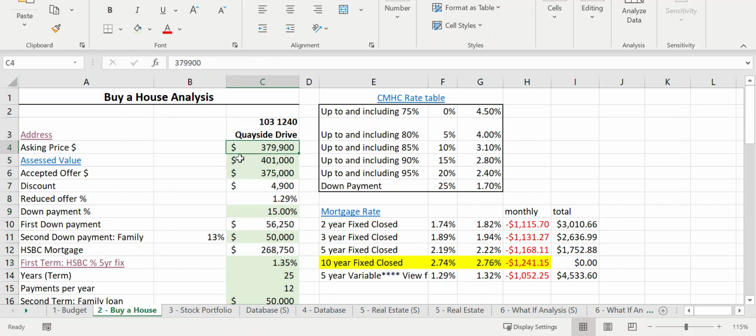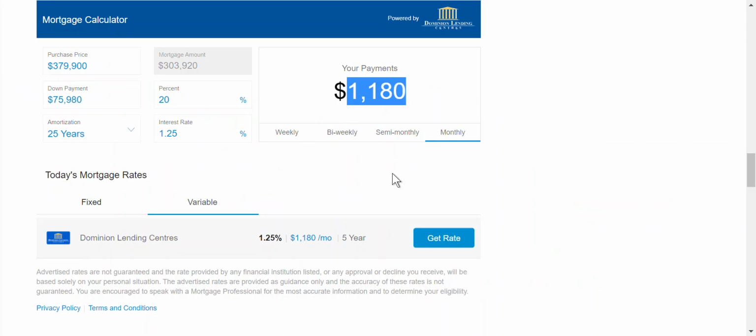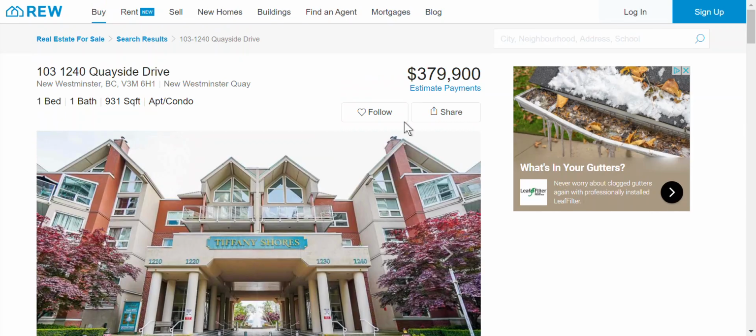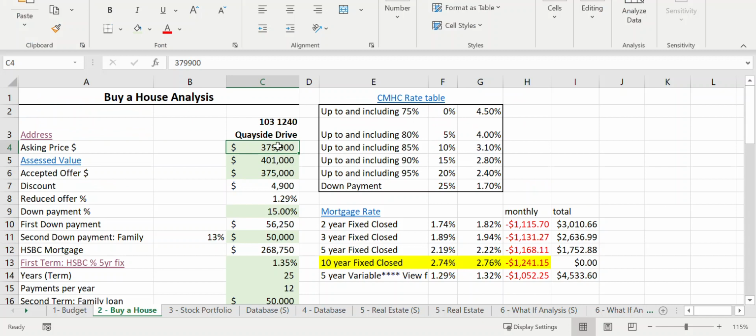All right, so the first and the most important input data would be the asking price. How much are they asking for the house? Well, as you saw from the example up here, they're asking $379,900. All right, so that's right. We're going to enter that in here. Now, I also put in what they refer to as the assessed value.